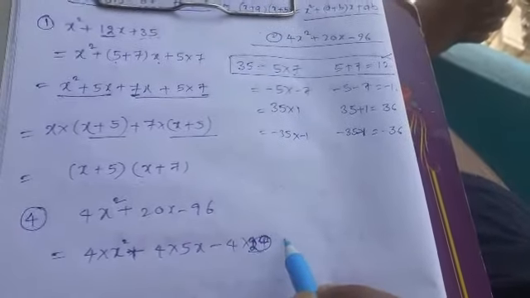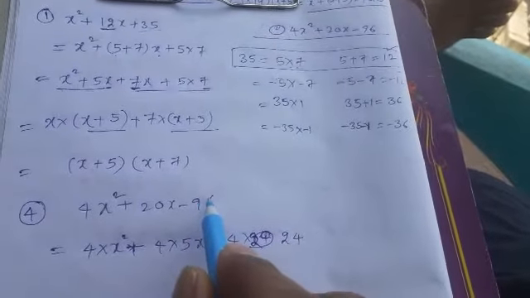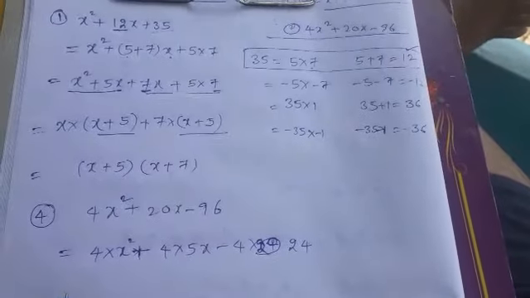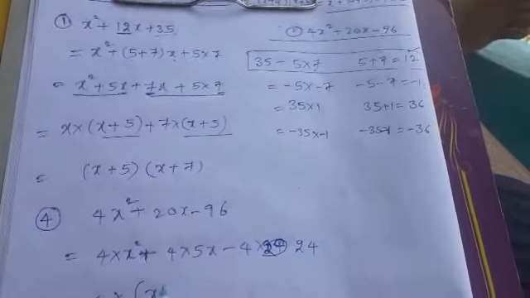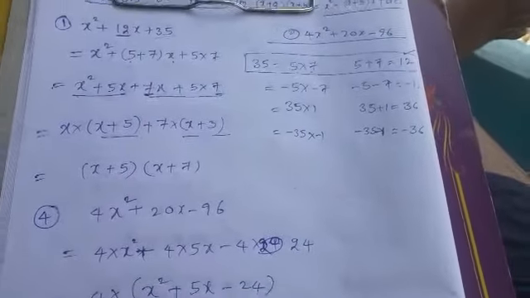Sorry, 4 times 2 is 8. You may carry 1. 4 times 4 is 16, 4 times 24 is 96. Here let us take 4 common. That is, the remaining factors are x square plus 5x minus 24.